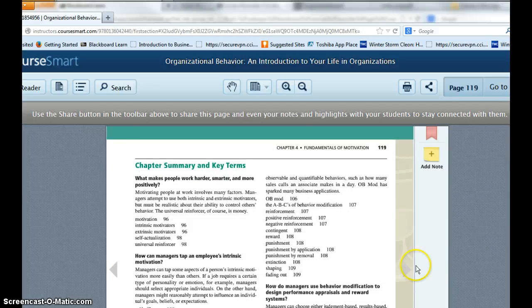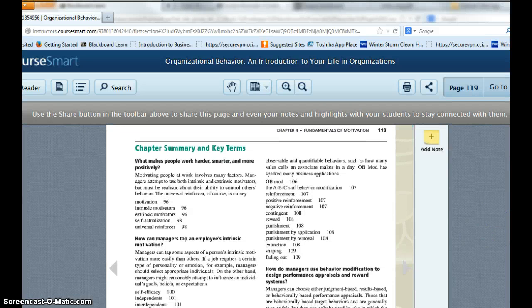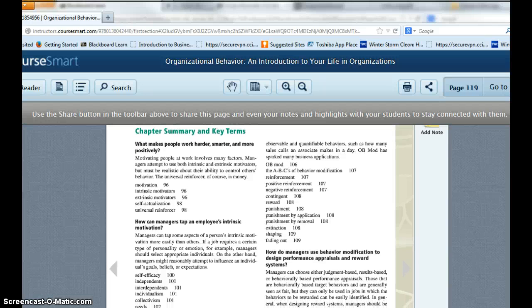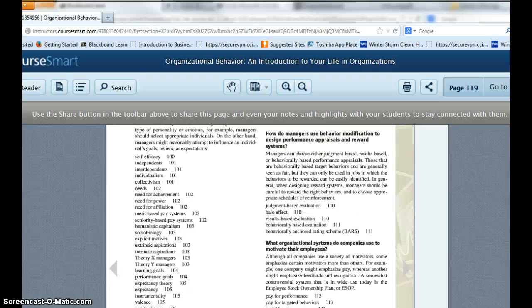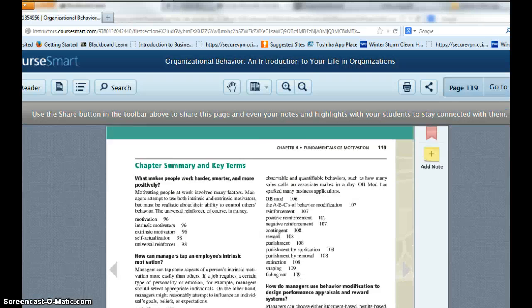So again, when you answer those questions, I'm wanting you to go to the Chapter 4 summary and key terms. These are the various terms that were discussed in the chapter. So I want you to relate as many of these as relate to the article that you read on Hiscox.